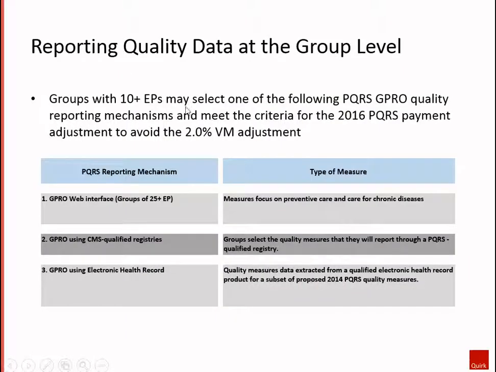Groups with 10 or more may select one of the following PQRS G-Pro quality reporting mechanisms and meet the criteria for 2016 PQRS payment. You can do a G-Pro web interface, a G-Pro using CMS qualified registry, or a G-Pro using electronic health record.